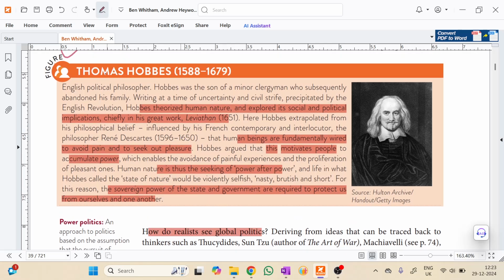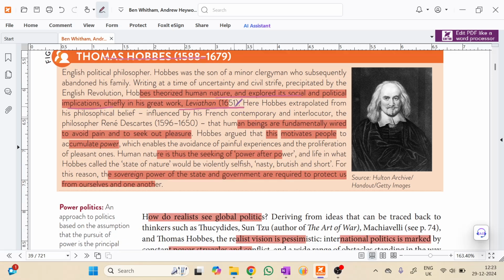Then let's talk about Thomas Hobbes. Hobbes theorized about human nature and its social and political implications in his great work Leviathan, which was published in 1651. He also borrowed some ideas from his philosopher mentor, Rene Descartes. He is French, so it is pronounced Rene Descartes.